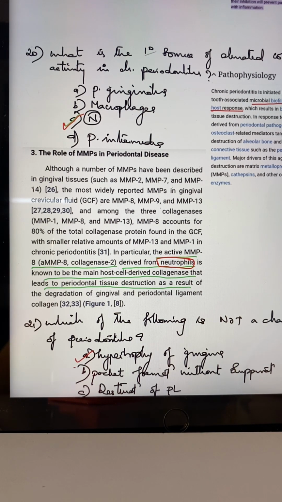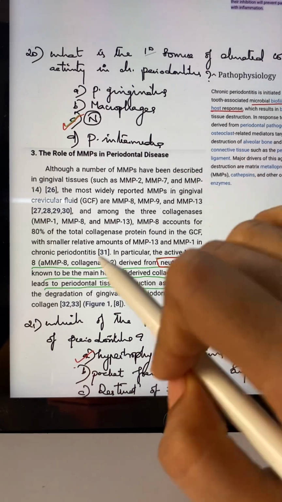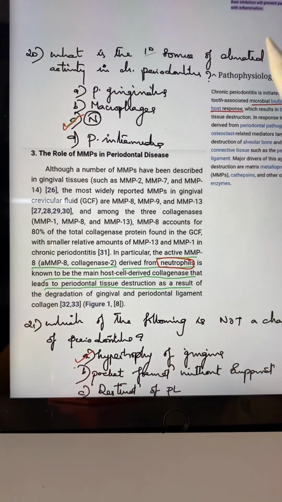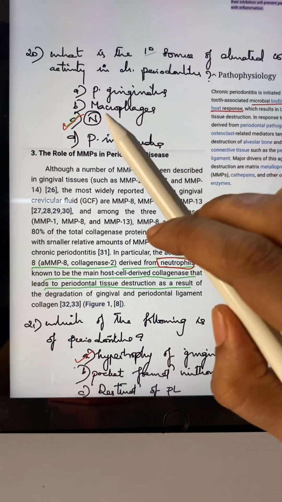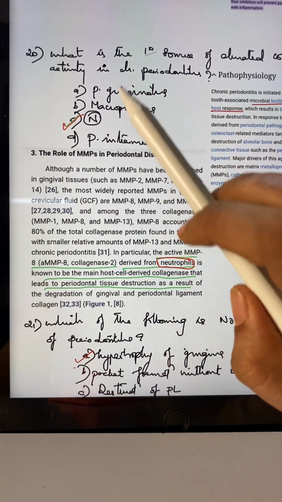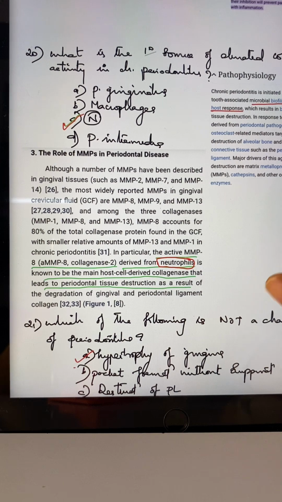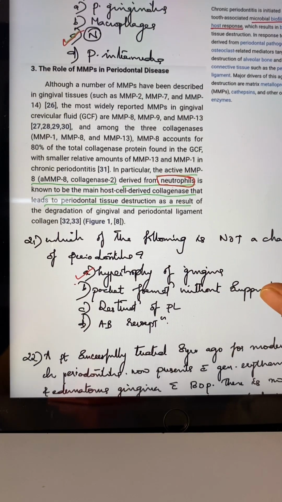These are released by the neutrophils. So in the connective tissue, during the process of inflammation, the neutrophils release this. So the primary source of elevated collagenolytic activity in chronic periodontitis is the neutrophil. They release these MMPs and destruction of the collagen happens.